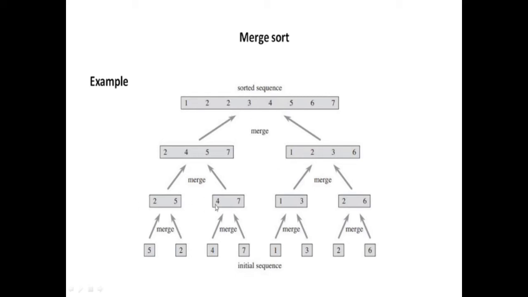To merge these 2 lists, again, as there is an infinity value at the end of every list, 2 will be compared with 4. 2 is smaller, 2 is taken here, and the pointer will be incremented. There is a pointer at every list, so this pointer will be incremented to 5, and then 5 will be compared with 4. Since 4 is lesser, 4 will be taken here, and then the pointer will move in this list because we have taken the element from this list.